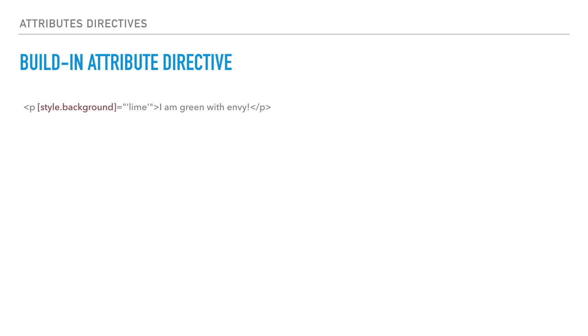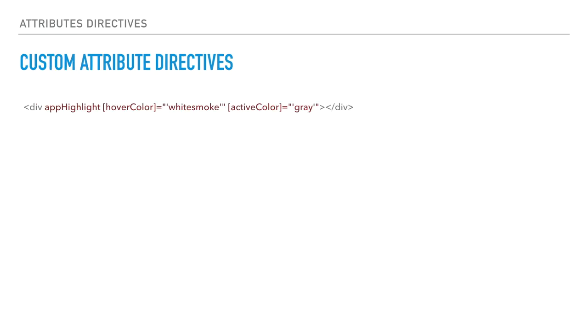But we can't always use a built-in attribute directive. So we have to have the possibility to write our own directive, right? So how do we write a custom directive? Let's imagine that we have a div, and we want a directive that is named app highlight. Then when you hover over this div, we want a color of white smoke for the hover color. And when we click on it, we want it in gray color, right?